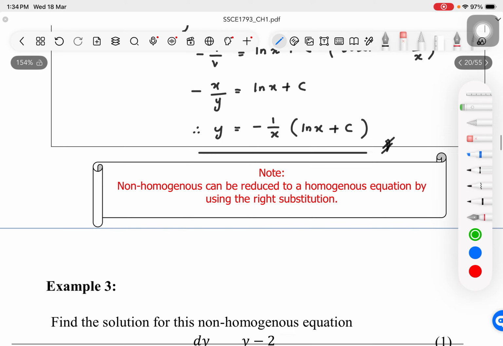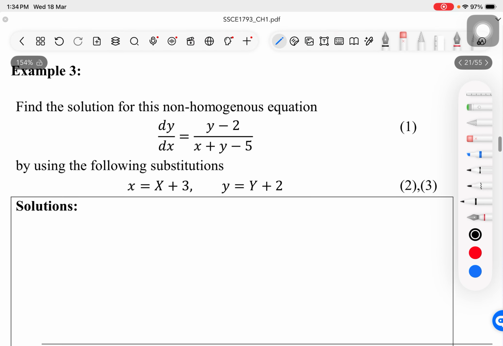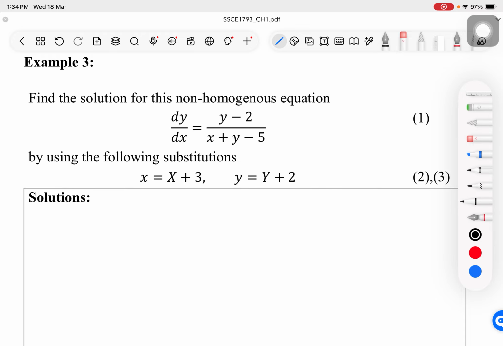Alright, now we want to go to example 3. This is the example that uses substitution, because in the beginning the equation is non-homogeneous. So in order for us to solve it using the homogeneous equation, we need to do a substitution. Here, given X is equal to x plus 3, and Y is equal to y plus 2.